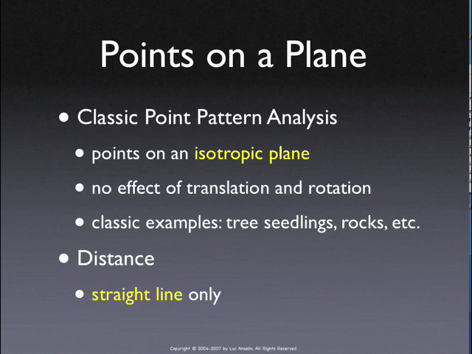And as I mentioned, the classic examples come from ecology. They deal with tree seedlings, rocks, stuff like that, birds' nests, different types of objects that are located in space. And the distance in this isotropic plane is straight line distance only.